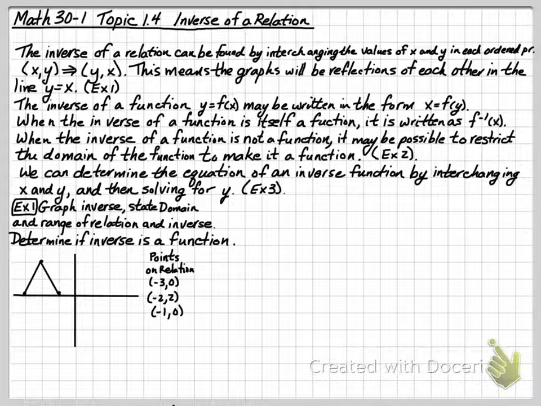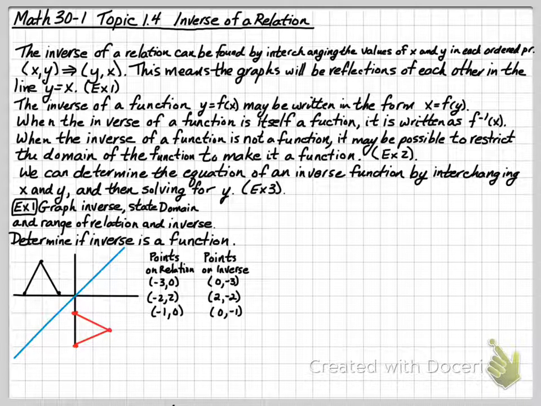That means if I plotted the points for my inverse, we're going to write (0, -3), (2, -2), and (0, -1). Now if I plot those points, (0, -3), that's going to be those dots that are joined in red. The line in blue is simply the line y equals x. That's the line that it's going to be a reflection over.